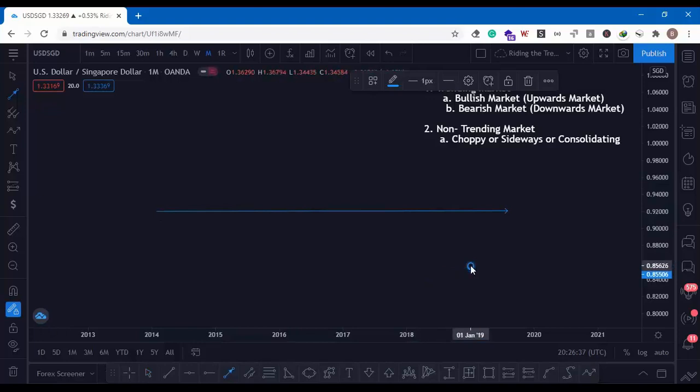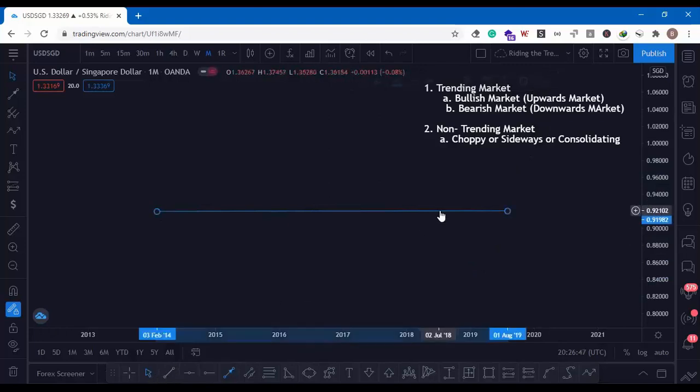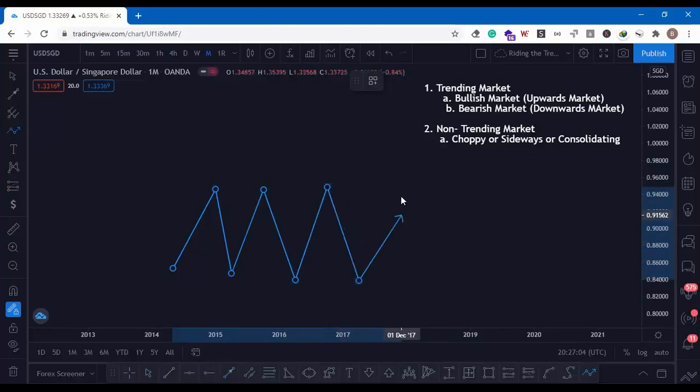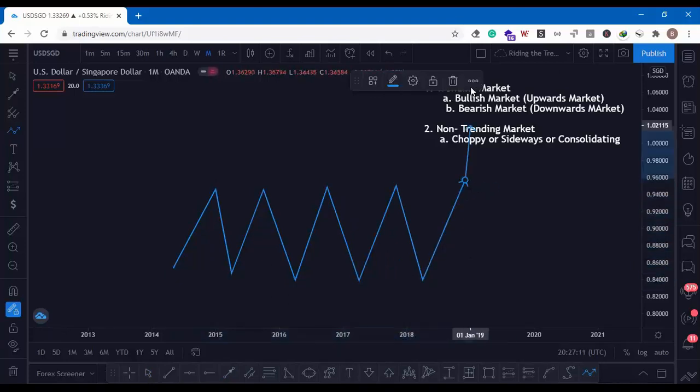It goes in a single direction. So for the choppy market, what it does is price goes to a point, comes back to where it left off, goes to that point, comes back, goes to that point, comes back. So that is for a choppy market.